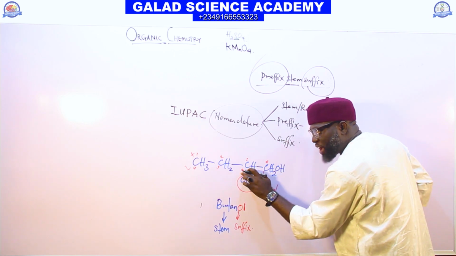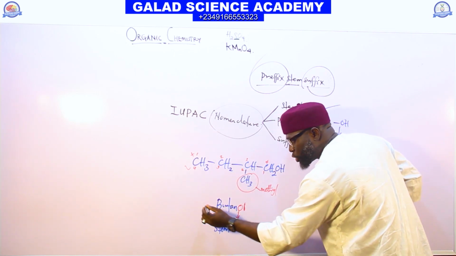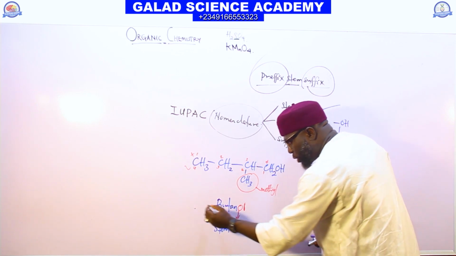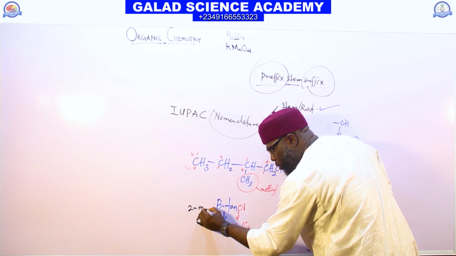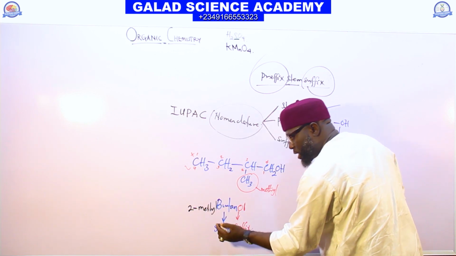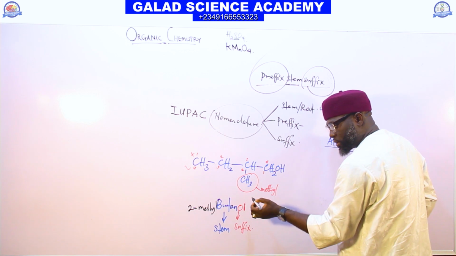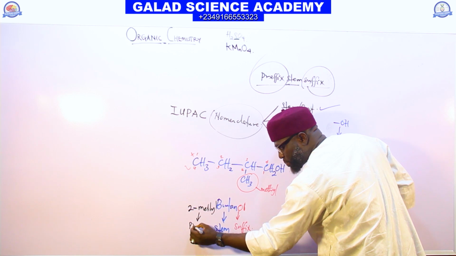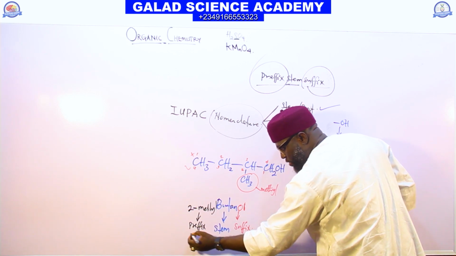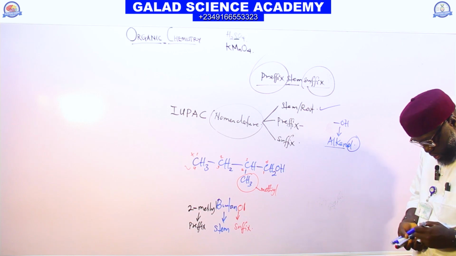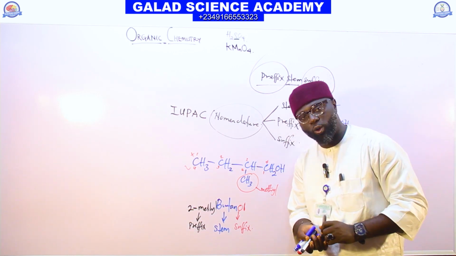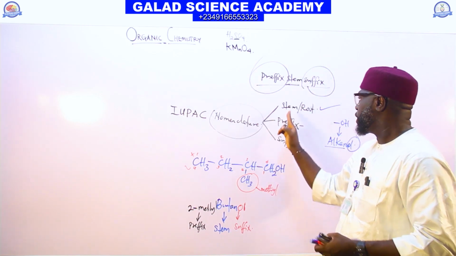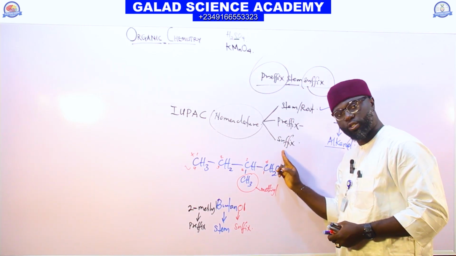And this methyl, we have it at what carbon? Carbon 2. You can now call it 2-methylbutanol. So this 2-methyl serves as the prefix. So that is how we name all organic compounds. For nomenclature of organic compounds, 3 things need to be done: stem, prefix, suffix.